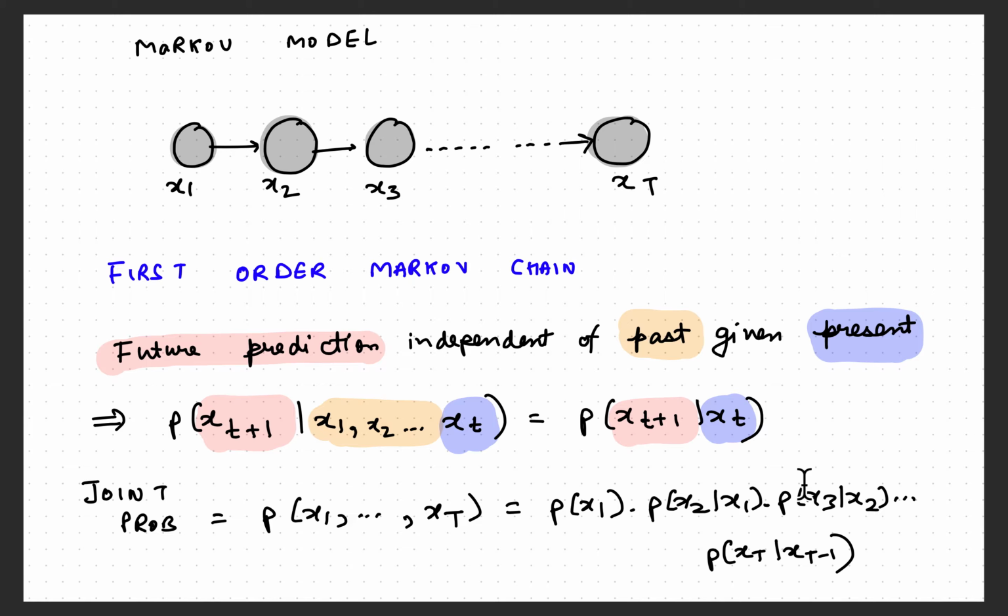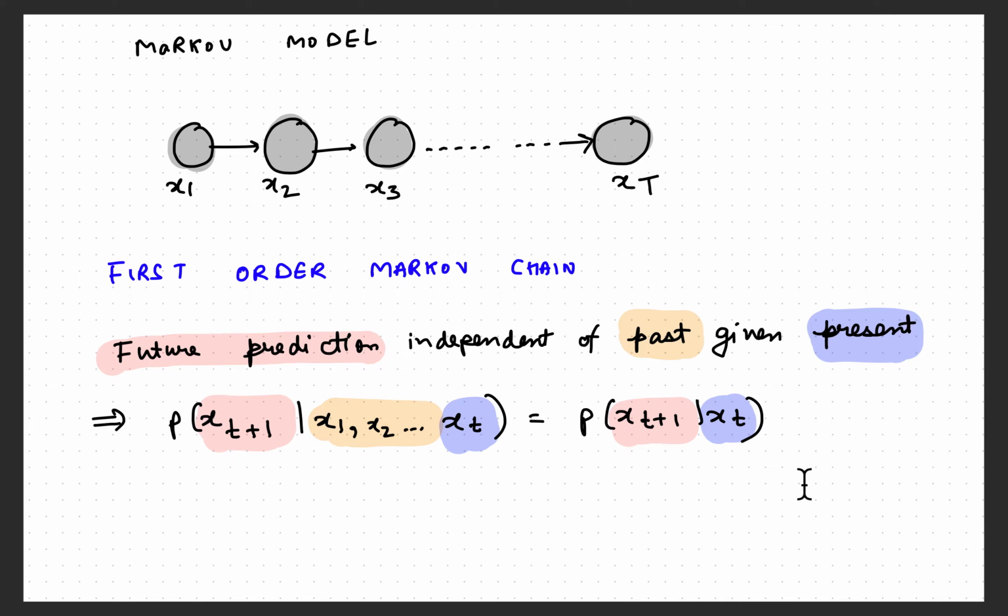So if you were to calculate the joint probability of this entire chain or graphical model, how would you do that? Could you think for a minute, not look at the slide? So you want to basically tell the joint probability of x1, x2, x3 till x capital T. Could you think for a minute and come up with a joint probability?